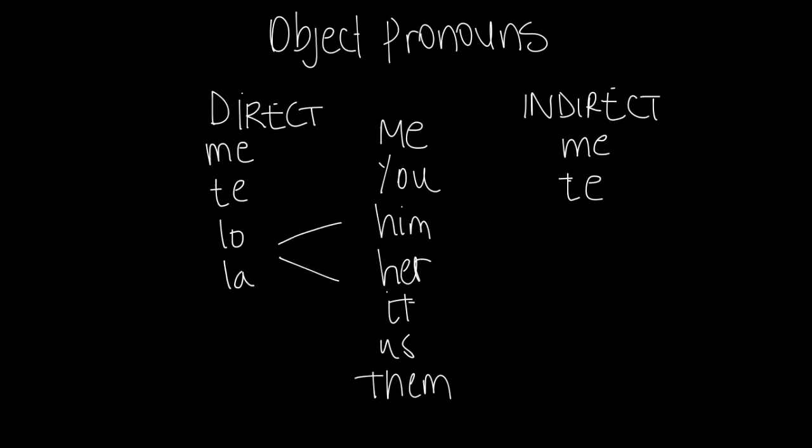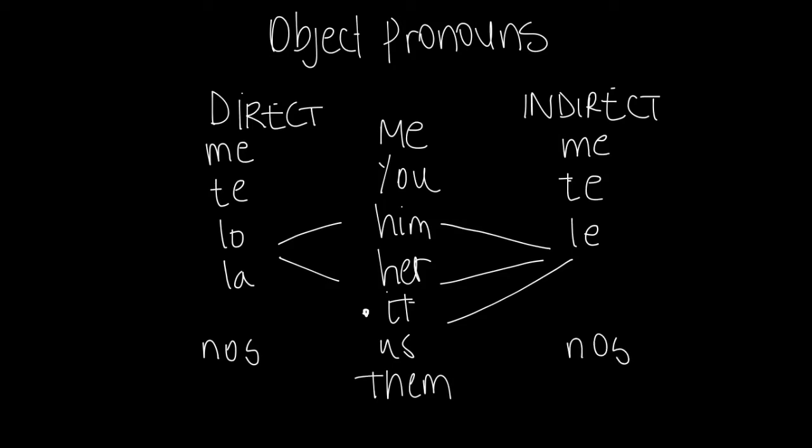In the form of él, ella, they change a little bit. Direct, lo and la. Indirect, le. Nosotros goes back to the same, nos and nos. But for ellos, it changes again: los and las. And for the indirect object, it will be les.